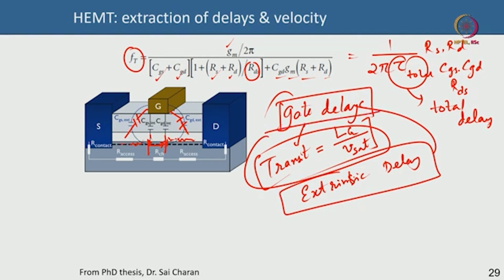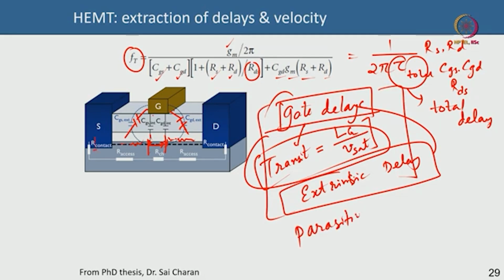So, gate delay consists of intrinsic delay, that the electron takes time to travel below the gate, and extrinsic delay, which is basically the charging and discharging of the capacitances between the gate and the excess region charges. There is a gate-drain excess region, there is a gate-source excess region. The gate will have a fringing capacitance, it will couple capacitively with the electrons, the 2D electron gas in the excess regions. So, this is called the extrinsic delay, and then of course there is a parasitic delay.